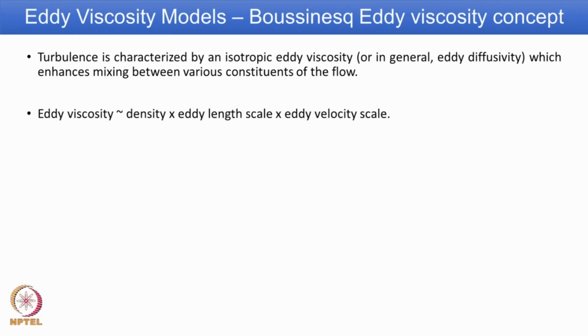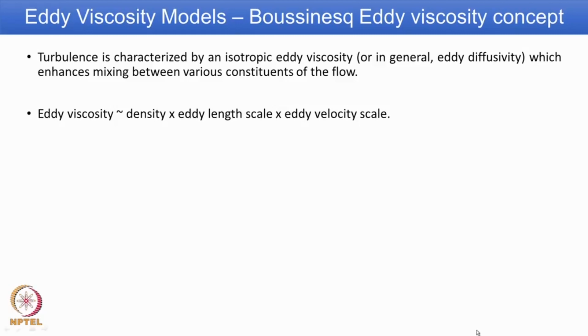We use a concept called eddy viscosity concept proposed by Boussinesq, and this eddy viscosity is something like how viscosity is playing a role in laminar flow. The turbulence is characterized by an isotropic eddy viscosity. In more generic form, it is called eddy diffusivity, which helps in enhancing mixing between various constituents of the flow.